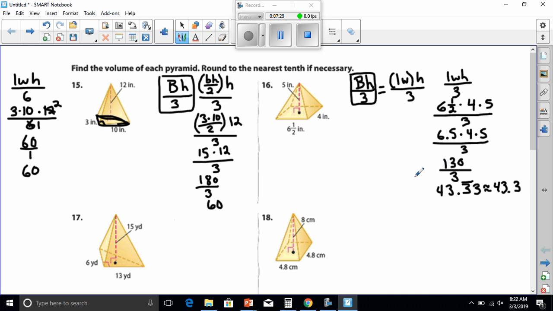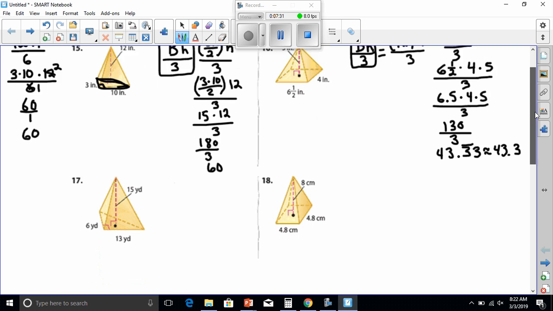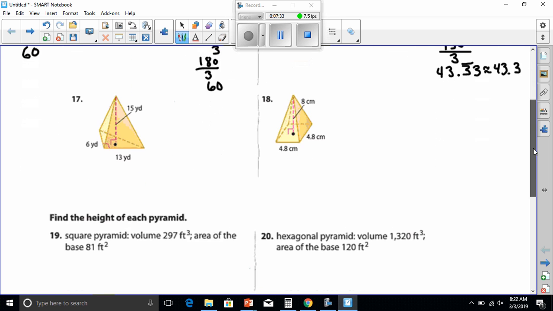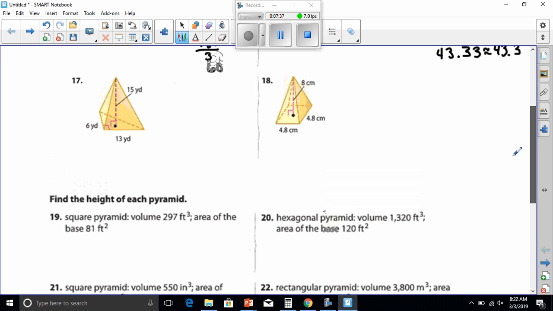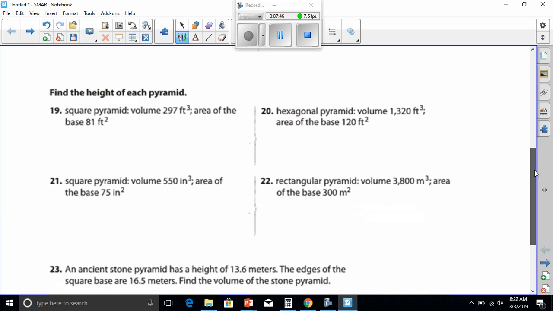And let's see, that should give you what you need to solve 17 and 18. I usually do just the odd ones, but like I said, if I'd have done that, you would have 2 examples of how to do a triangular-based pyramid and none of how to do a square-based pyramid. So let's go to number 19 now.